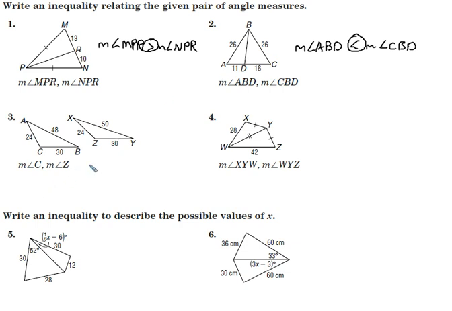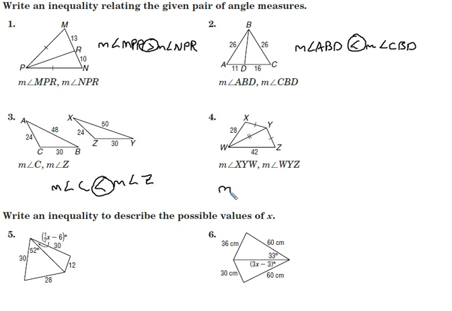Okay, here we're measuring angle C versus that of angle Z. Okay, angle C is opposite 48, angle Z is opposite 50. That means angle Z is greater. The way we say it though, measure of angle C is less than the measure of angle Z.